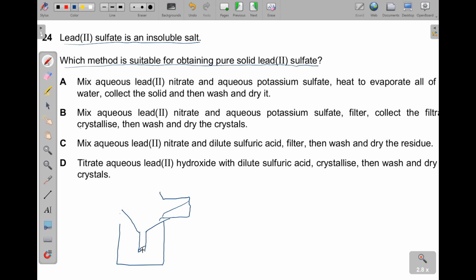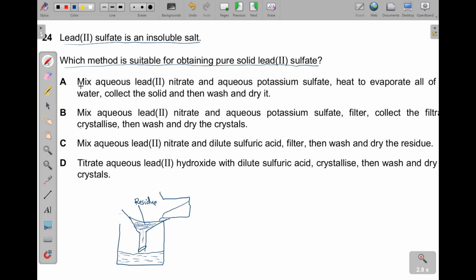Then when I pour the contents in here, they are going to filter. The ones that are soluble pass through, because they are in a solution. This one here is a solid, it is there as a suspension, so it is going to remain here as the residue, and this is the one that I want. So after filtering, I'm going to dry this one between the filter papers, and then I keep it. So it has to be among the filtration methods.